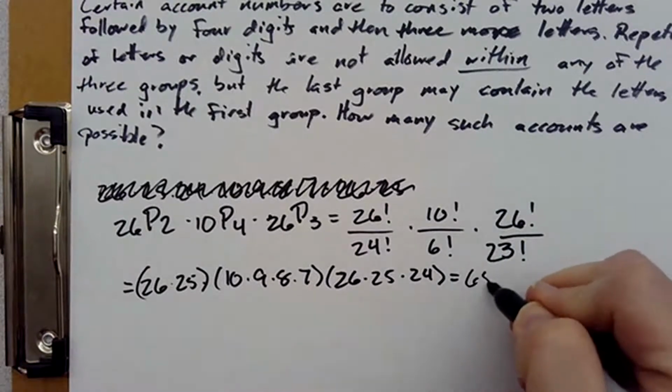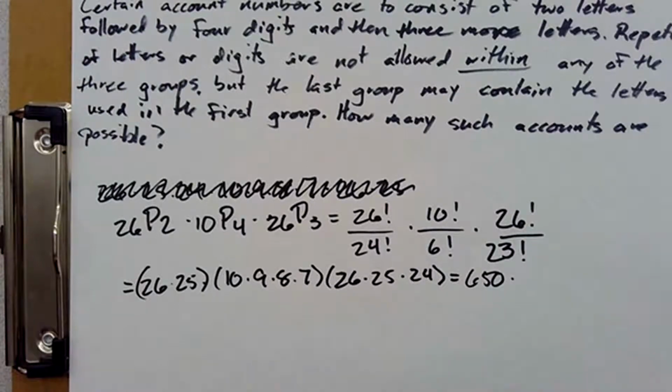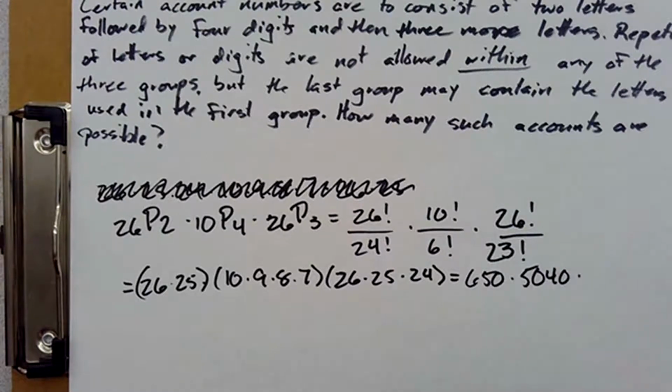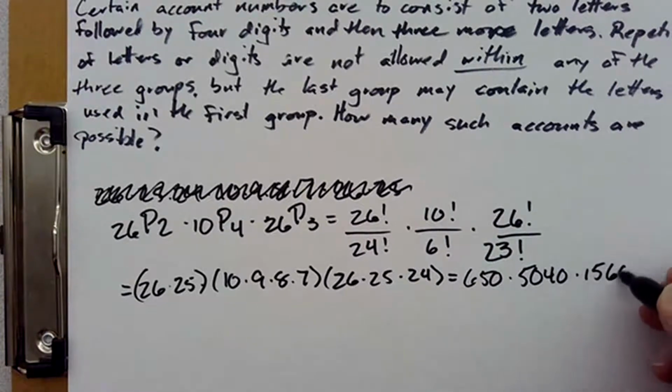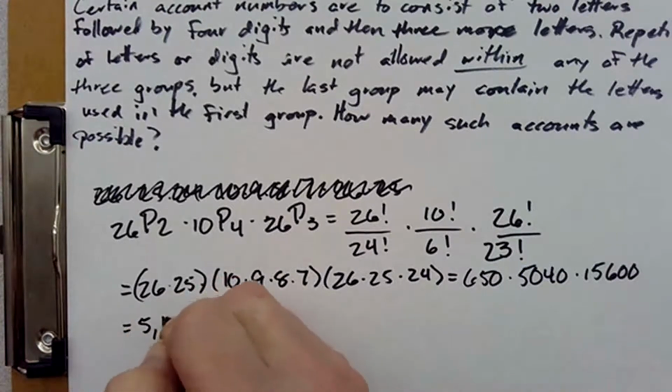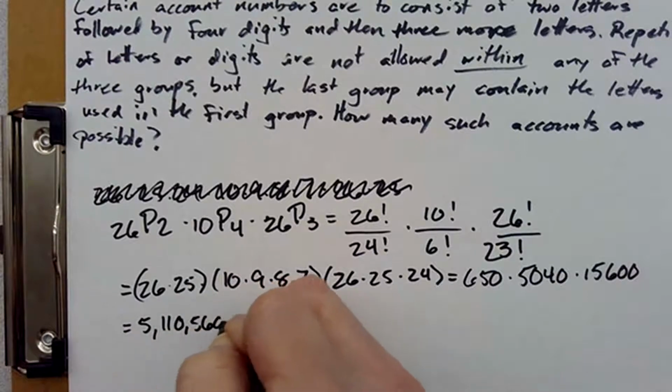Which is 650 times 5,040 times 15,600. Multiply these numbers together, we get 5,110,560,000.